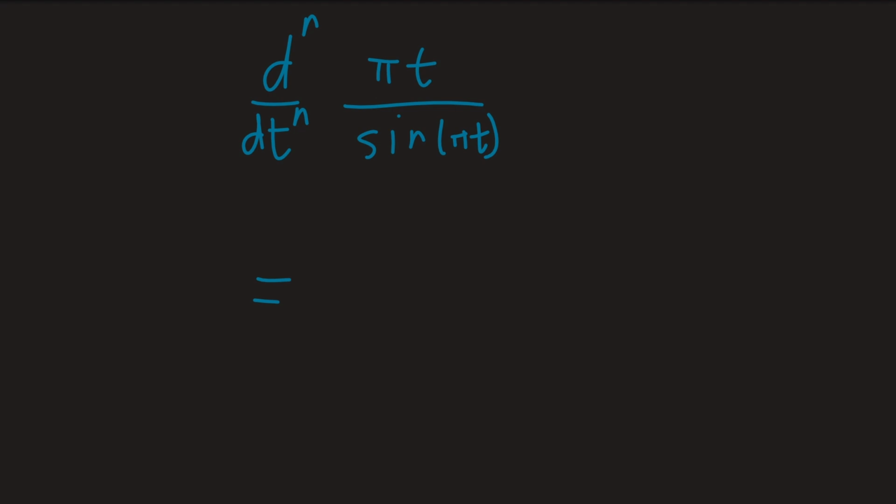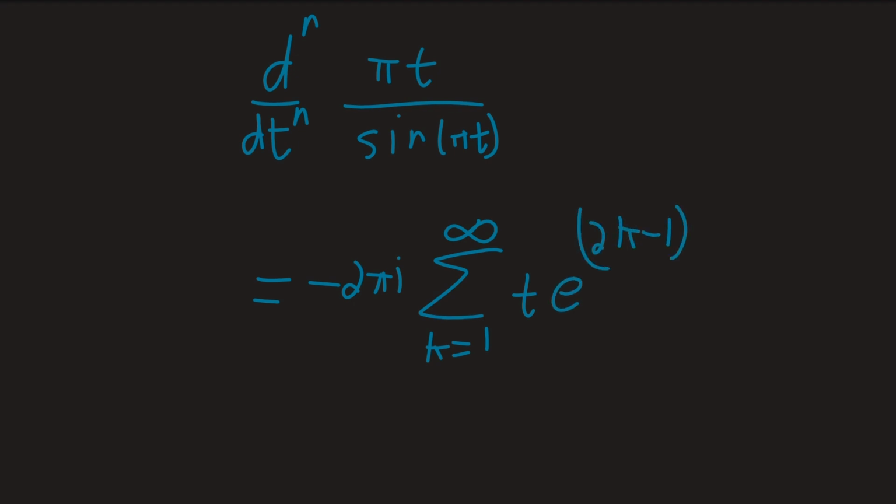So what we end up getting is, I'll pull all of the constants out. So a negative 2 pi i, I'm writing it in that order because, you know, complex analysis. Anyways, k equals 1 to infinity of t times e to the 2k minus 1 times pi i t. Oh yeah, it would help if I did do the derivative here. Sorry, a lot of moving parts here. But yes, that's what that's equal to.